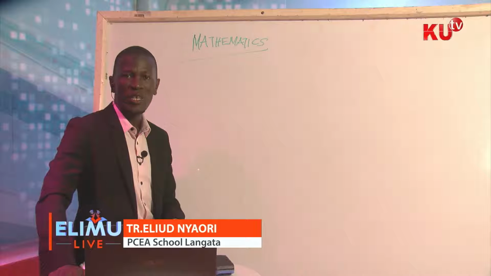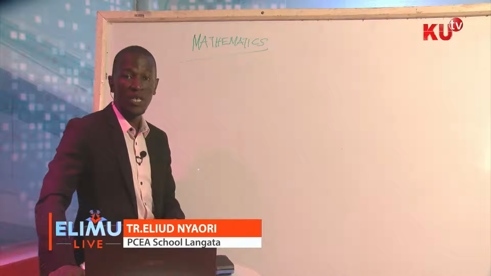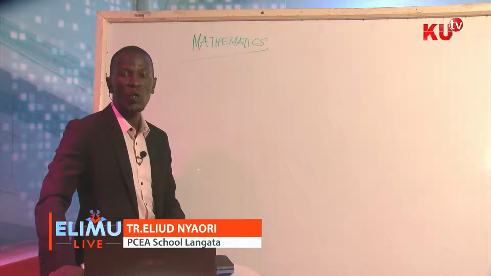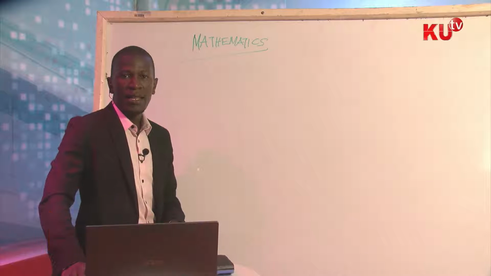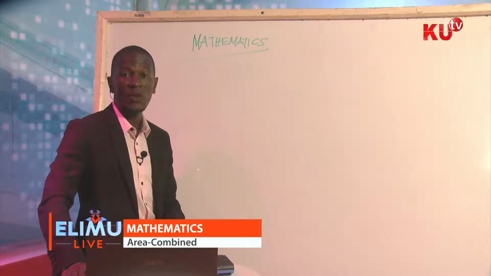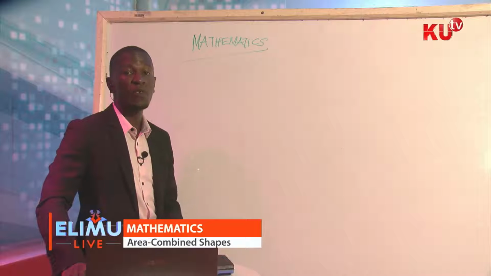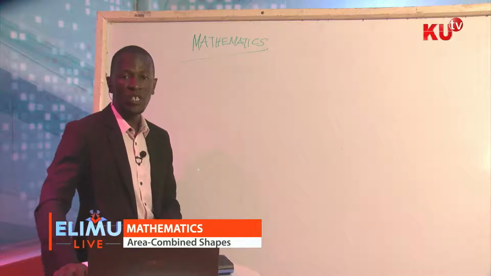So today I'm going to take us through mathematics, and under mathematics we're going to look at measurement, that is our strand. The substrand which we're going to dwell on today is area of combined shape. Under the area of combined shape, there are three things that I would like us to understand before we go into finding the area of combined shape.